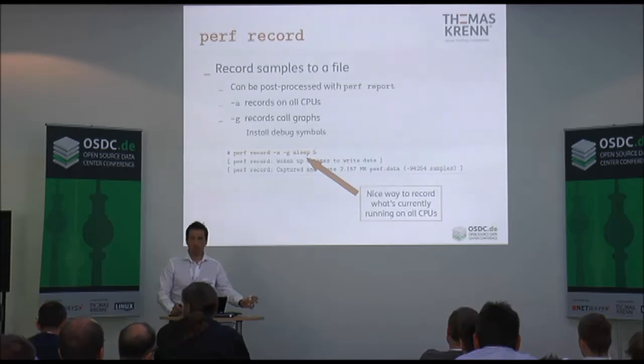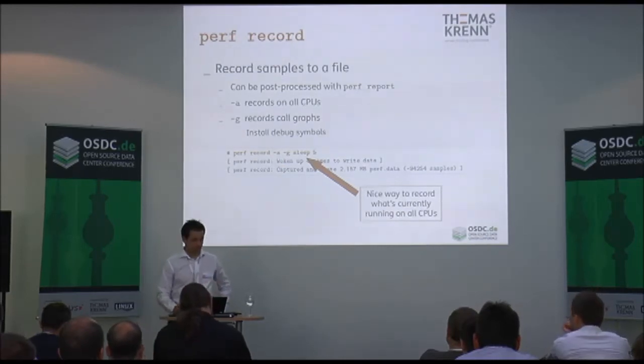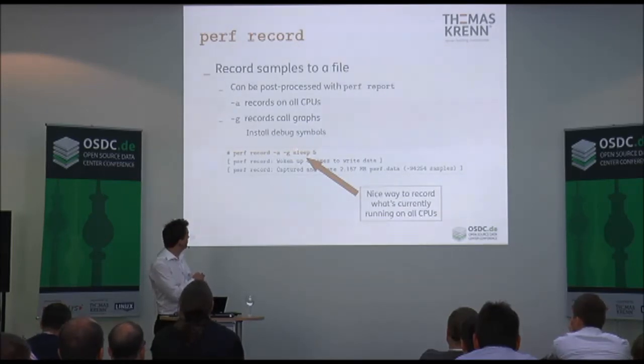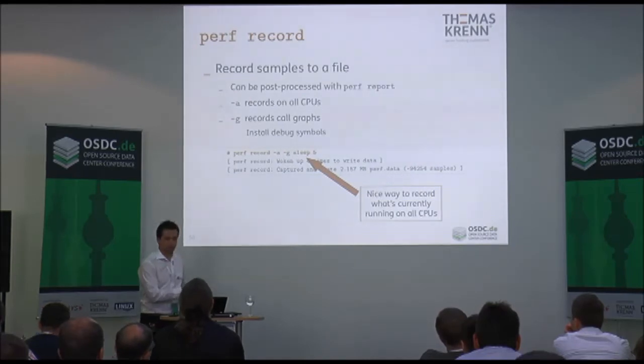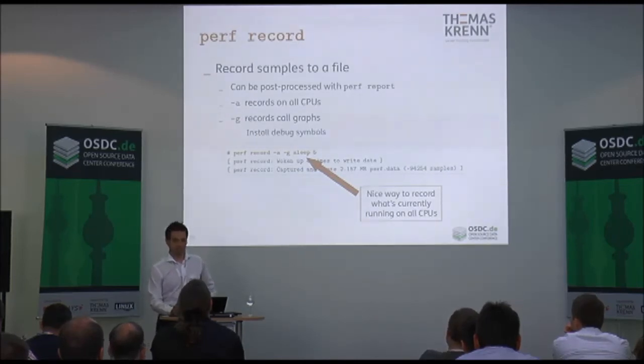A nice way to record all events that are currently running on your system is to use perf record in conjunction with the minus A switch, which says, OK, I want to record on all CPUs available. And we also want to collect call graphs. And then I'm just using the sleep command. Then all events currently running on your system are collected. And as you can see with these numbers, for 5 seconds, this is quite a high number of samples, nearly 100,000 samples for just 5 seconds. And as you can imagine, there are quite a lot of samples if you call that longer.